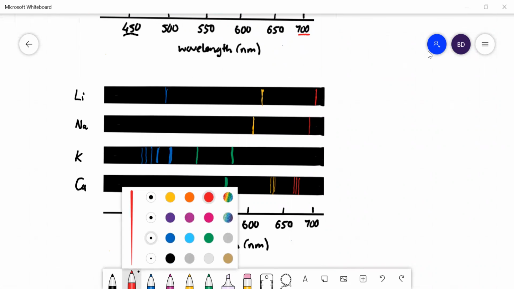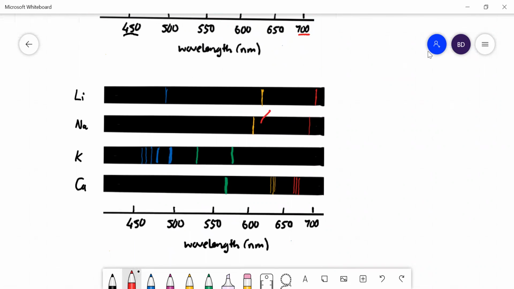Most of the spectrum is actually dark. You don't get those colors produced. You get a very strong yellow line around 600 nanometers. That's characteristic of sodium. And you also get a red line there, which you don't notice with the naked eye, but you can see quite easily when it's split up into the spectrum.